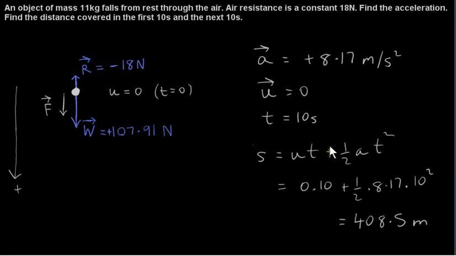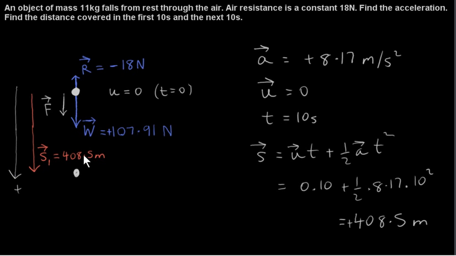Now this is actually a vector equation when we're dealing with vectors in one dimension. So the sign of s makes sense. We get plus 408.5 because the object moves from this initial position to some later position here. So the s vector, or the position vector, is pointing in the positive direction. So vector s is plus 408.5 meters.